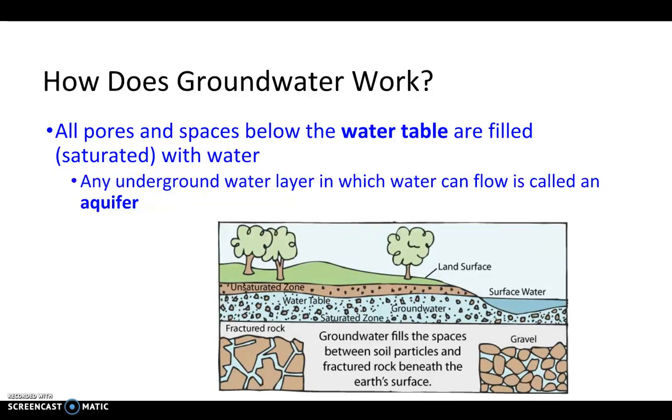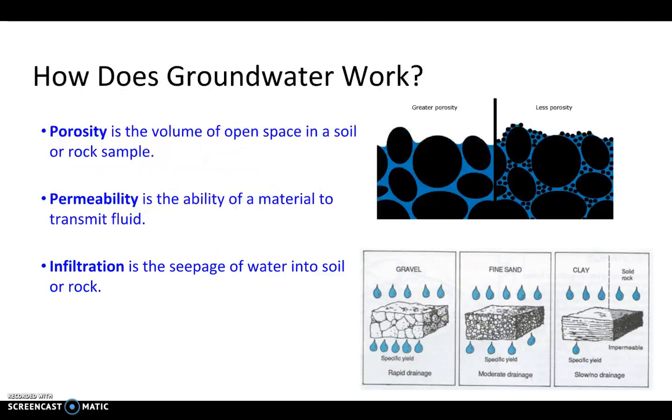When there are a lot of little holes and spaces in between the rocks and the soil making up the ground, then the water can flow underground, and that results in what we call an aquifer. Porosity is the volume of open space in a soil or rock sample. Permeability is the ability of a material to transmit fluid. And infiltration is the seepage of water into soil or rock over time.